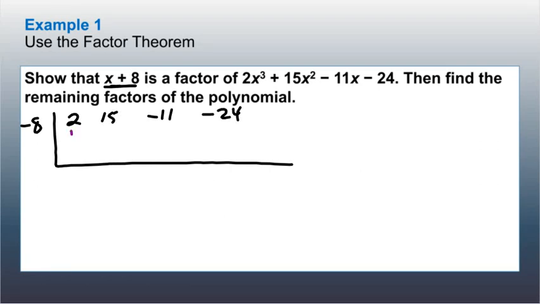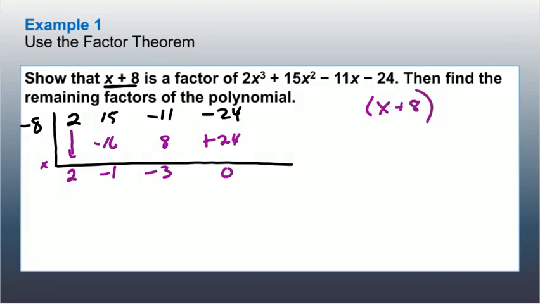I bring the first term down, I get 2, multiply, and I get negative 16. Add straight down, I get negative 1. Negative 8 times negative 1 is 8. Add straight down, I get negative 3. Negative 8 times negative 3 is a positive 24. I get a remainder of 0. So yes, x plus 8 is a factor. I'm going to put that over here.